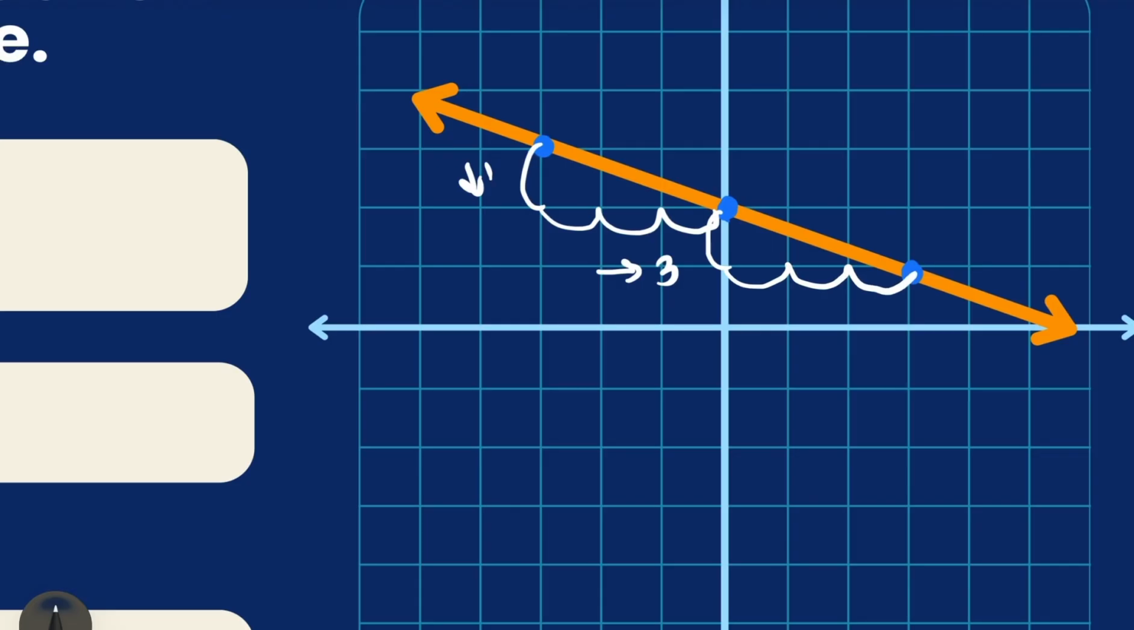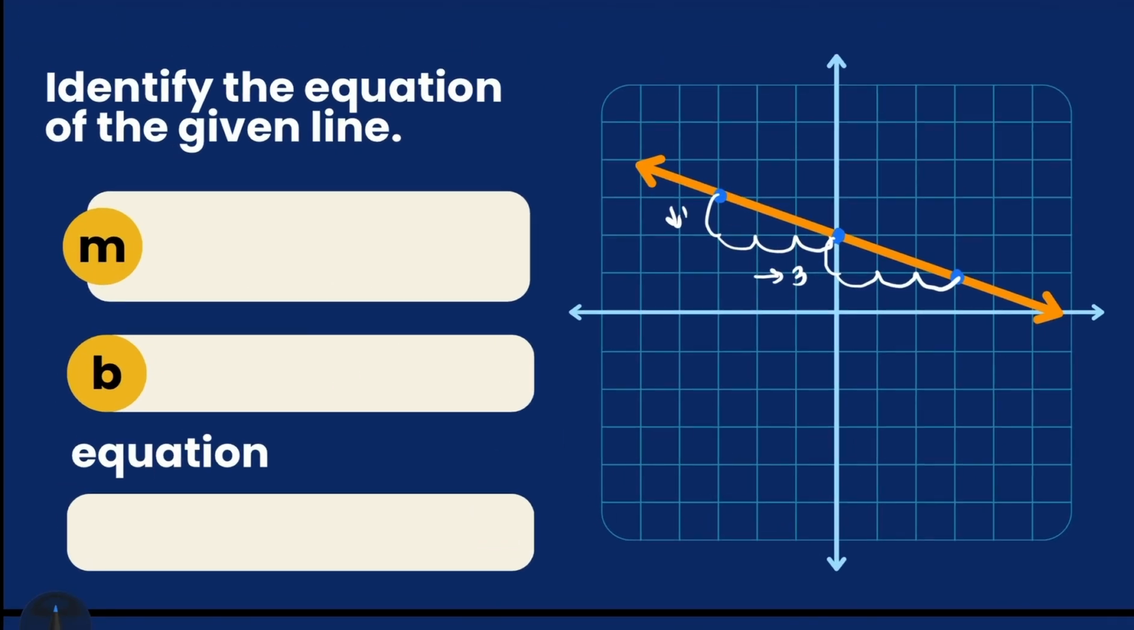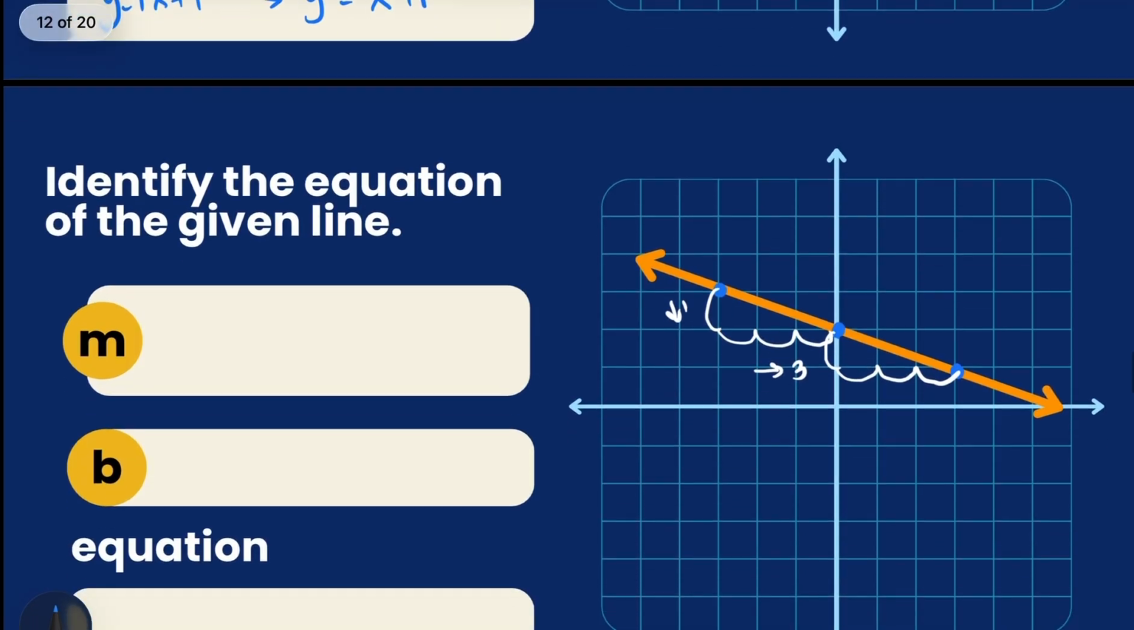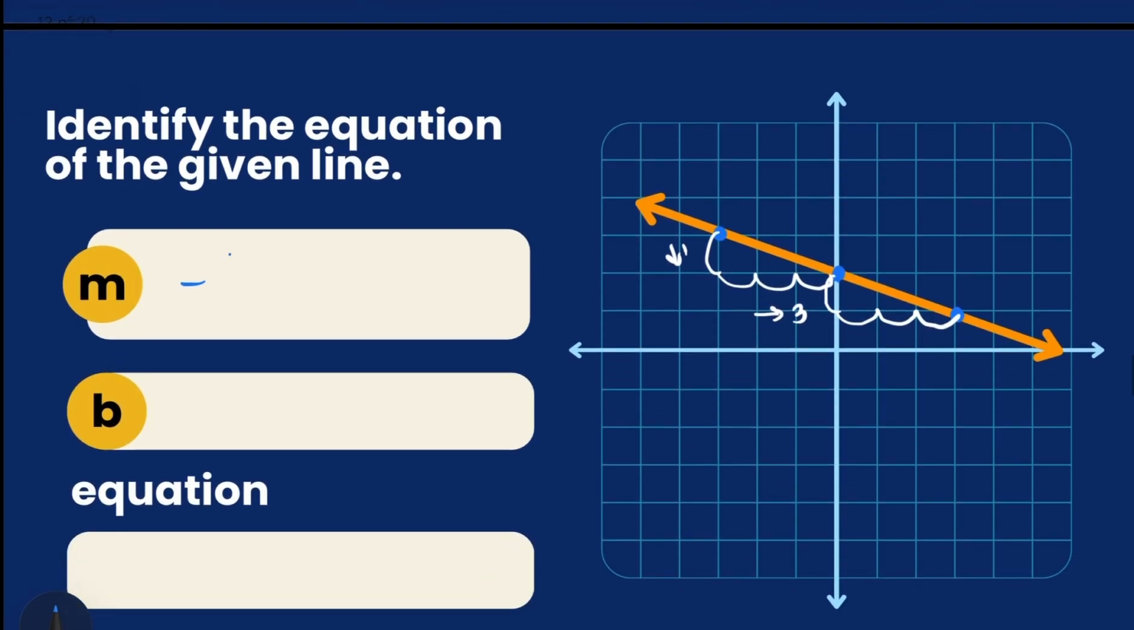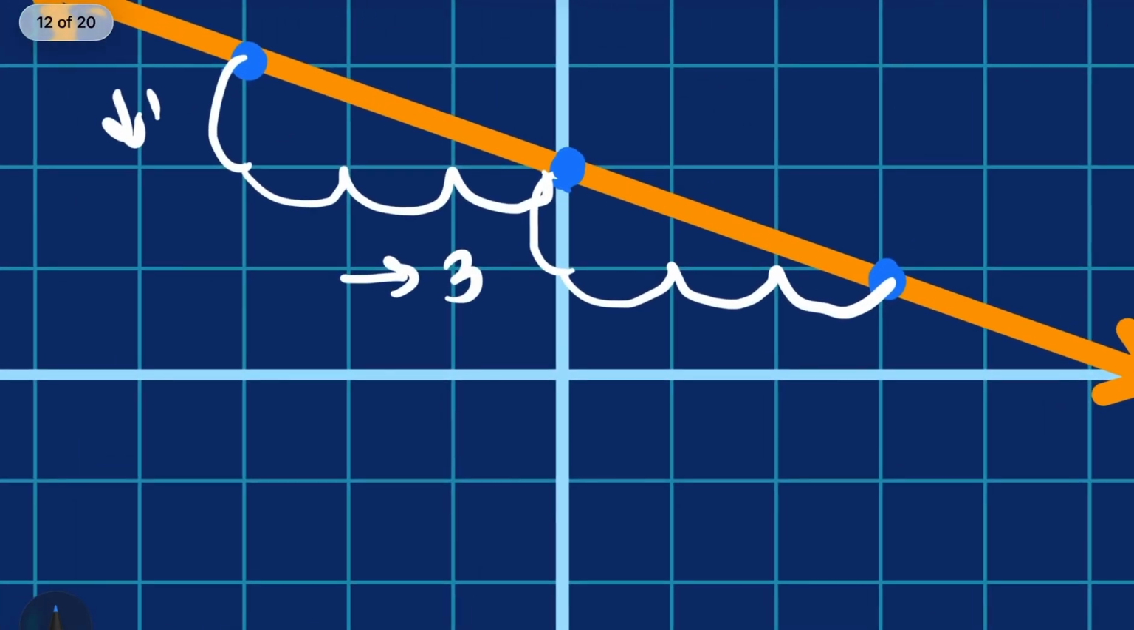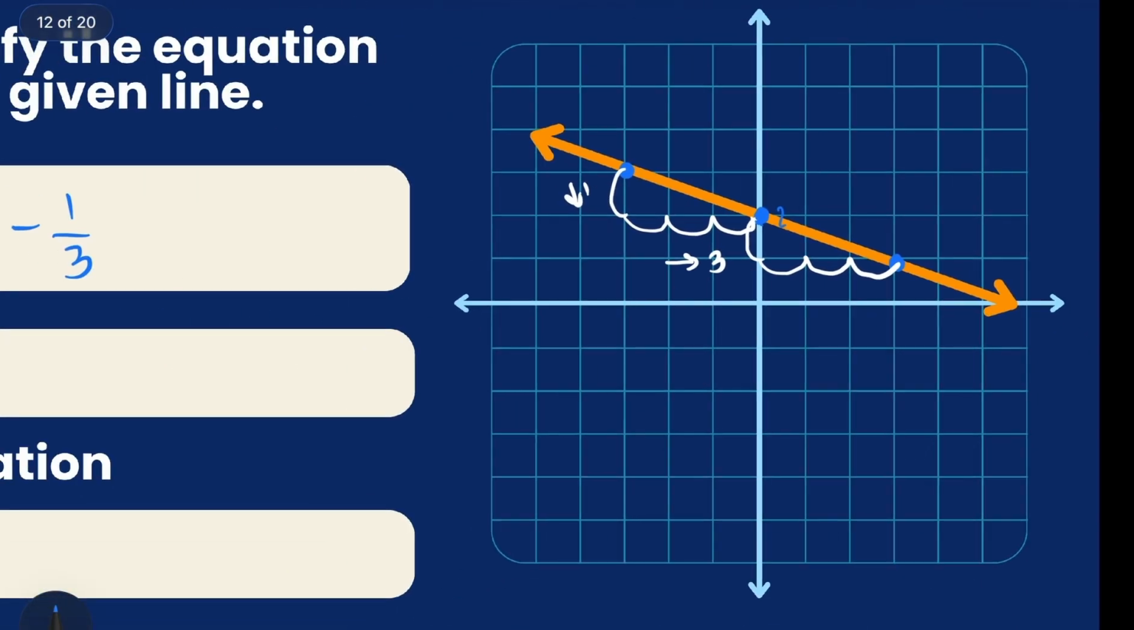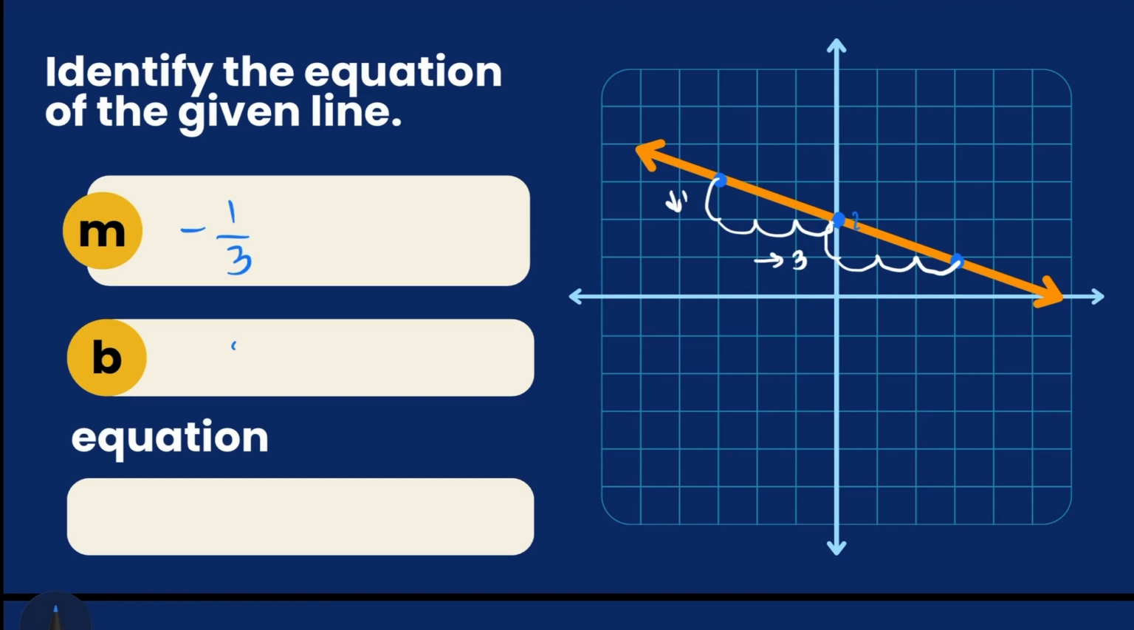Therefore, my slope would be, since it goes down, negative 1 over 3. And then my b is going to be my y-intercept, which in this case I see is this point right here, which goes up 2, so this is 2. That means my b would be 2. Therefore, my equation would be y equals negative 1 over 3x plus 2. And that's it.